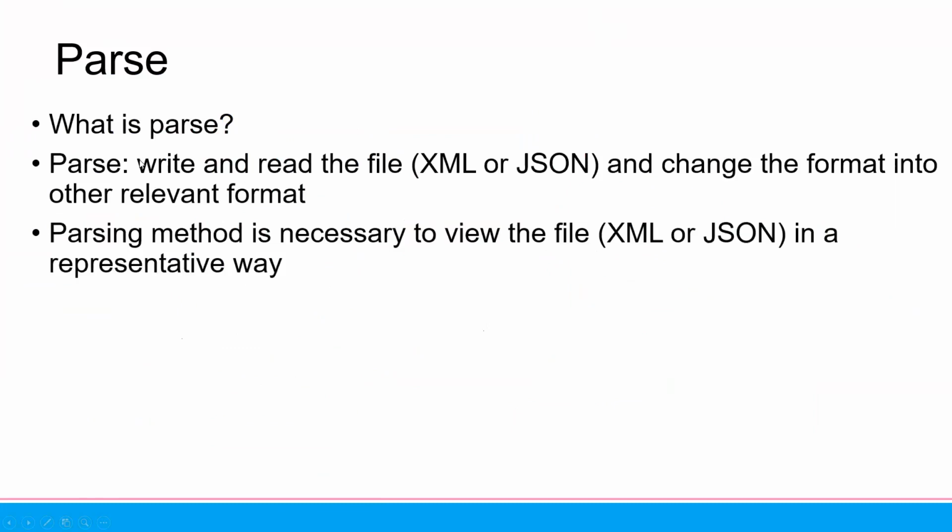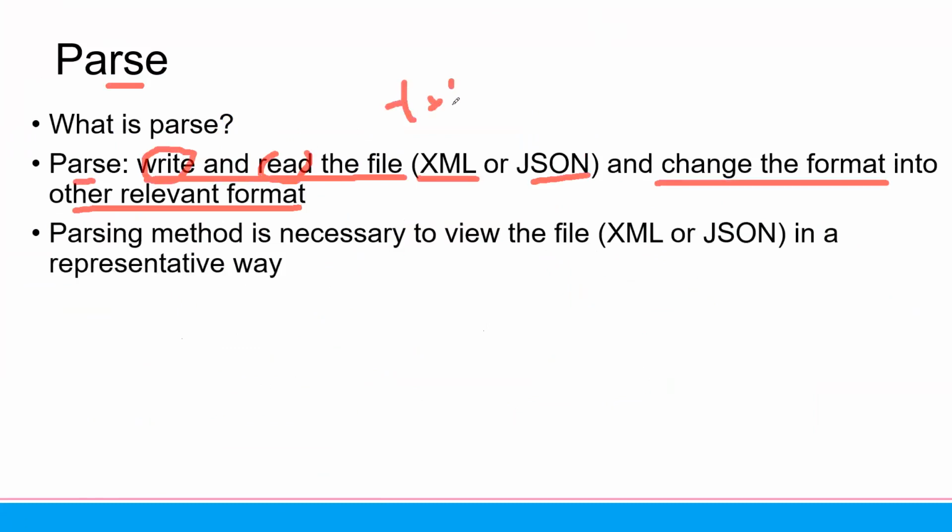In order to understand Ajax, we need to understand parsing. What is parsing? We call it parse. It is to write and read the file. So in the beginning of this slide, you already learned how to write and how to read, especially XML or JSON. And we can change the format into another relevant format. For example, I have a TXT file, and then I want to make it a JSON. Then I can say that I want to parse from text file to JSON.